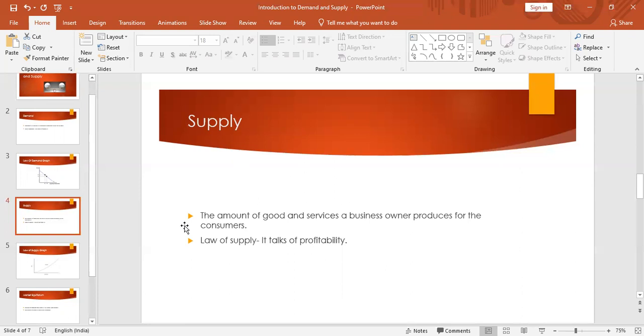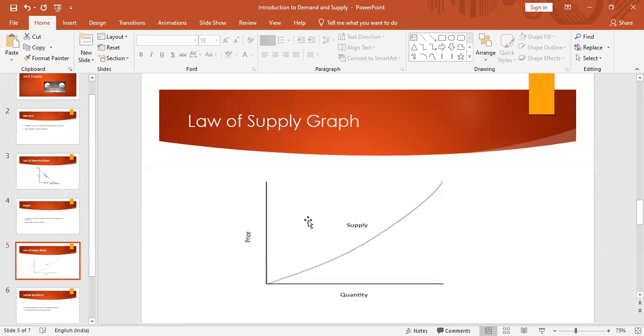Why is it so? Let's see. This is shown by the law of supply graph. If the price increases, the quantity supplied will also increase from the perspective of farmers. Let's take that example only, $10 of onion. If onion sells at $10, it is profitable for him as a farmer. So in that case, he will try to produce as much as he can. The quantity will keep on increasing with the increase of price.